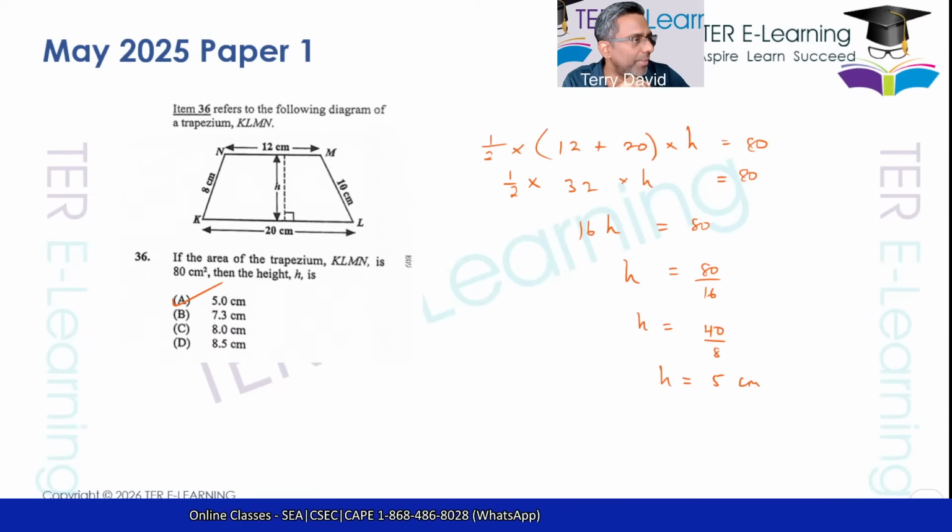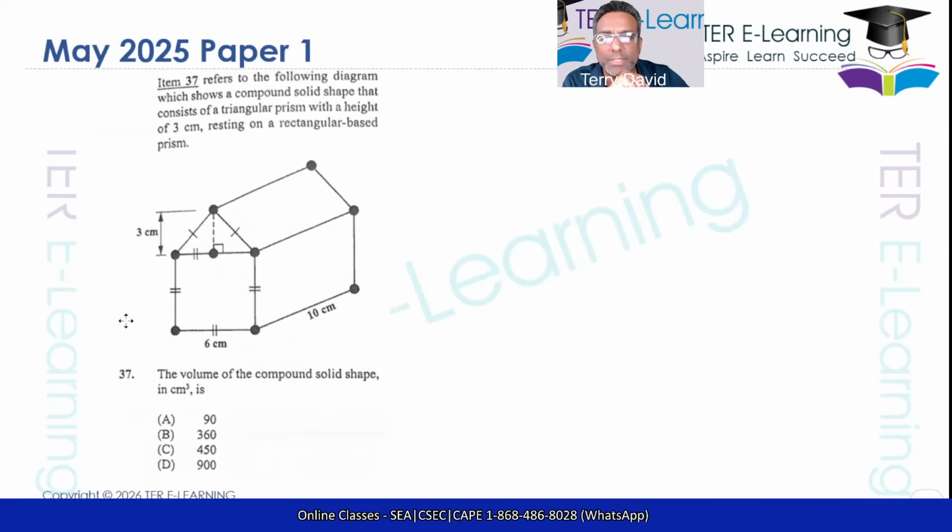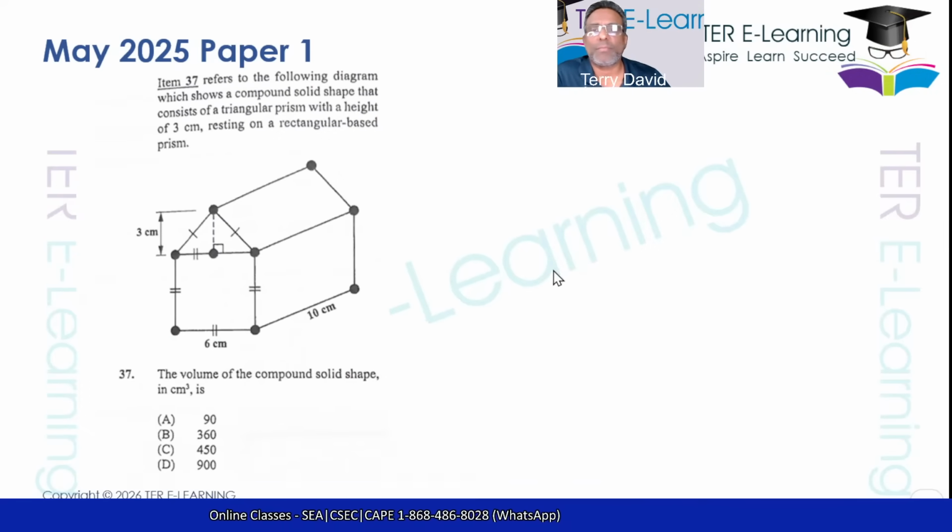Right, so next one here, this one is 37. They want us to work out what is the volume of this compound shape here. So we have this shape here, and they want to work out the volume of this thing here. All right, what do we have here? Let's say we have a diagram, shows a compound shape, consists of a triangular prism with a height of 3 cm.